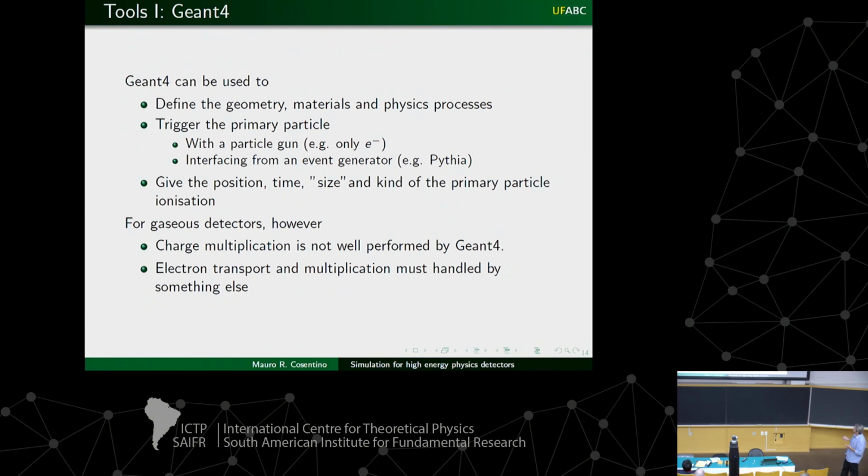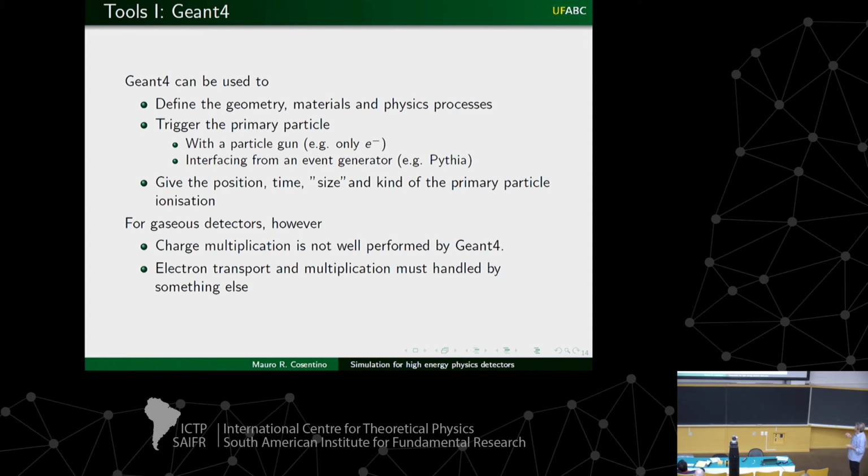And also, Geant4 can be used to define the geometry, the materials, and the physics processes. So you may simulate your own primary particle. You have this particle gun that is built in to Geant4. So if you want to test a given block of whatever material, and you just want to throw a pion at it, you can do it. You just choose, throw a 50 GeV pi plus there, and let me see what happens. It gives position, time, size, and kind of the primary particle ionization.